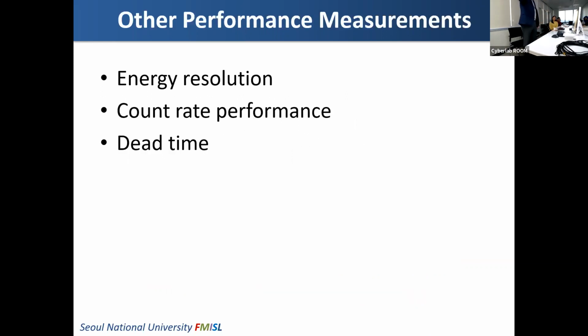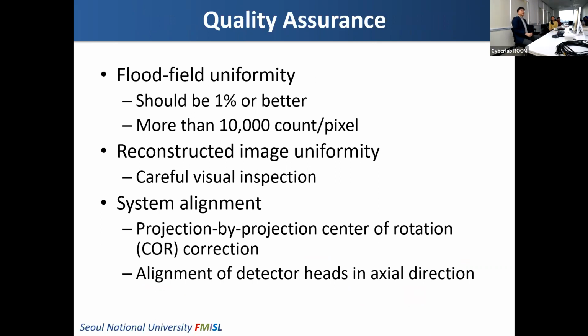We can also measure the energy resolution and calculate performance at that time. So this is a very typical quality assurance procedure. You may measure the flood field uniformity, and it should be 1% or less than 1%. The reconstructed image uniformity should be inspected by eye. And system alignment can also be measured using a point source, by calculating the position and center of rotation.